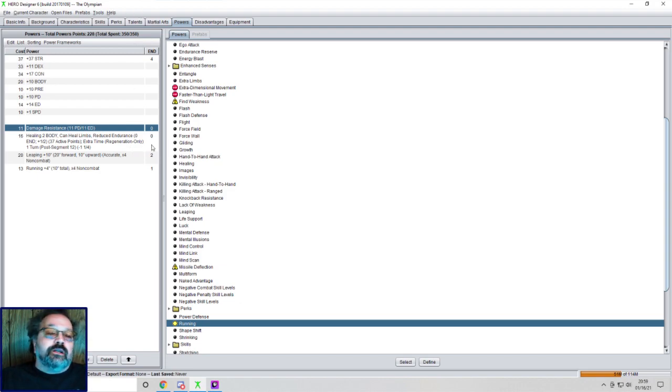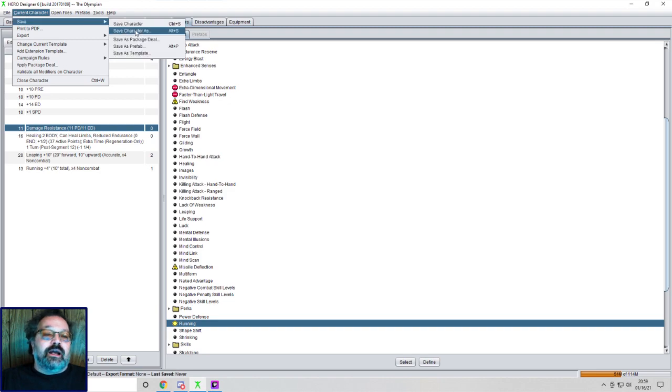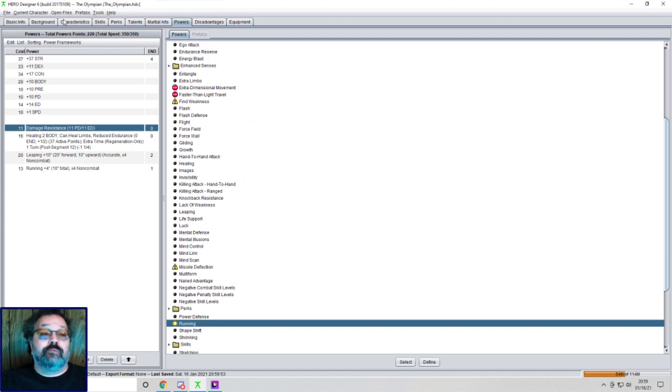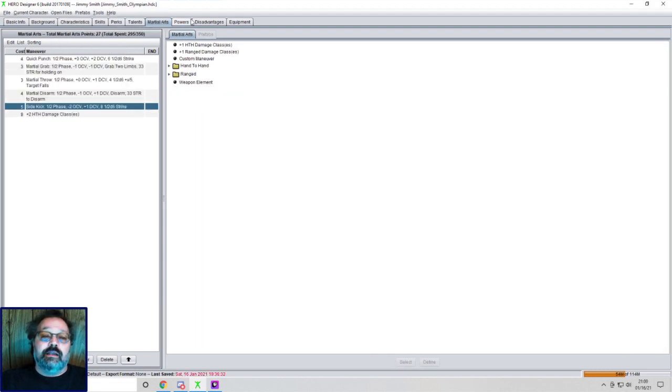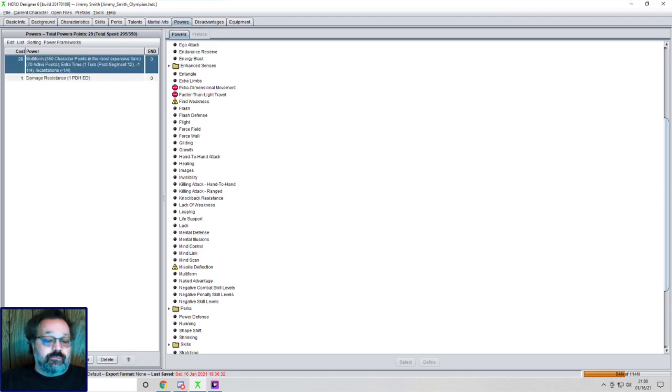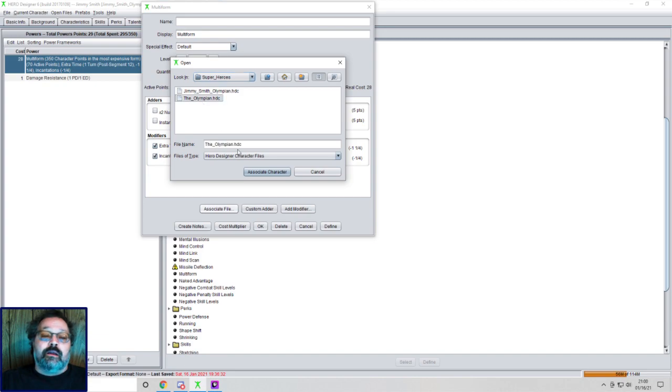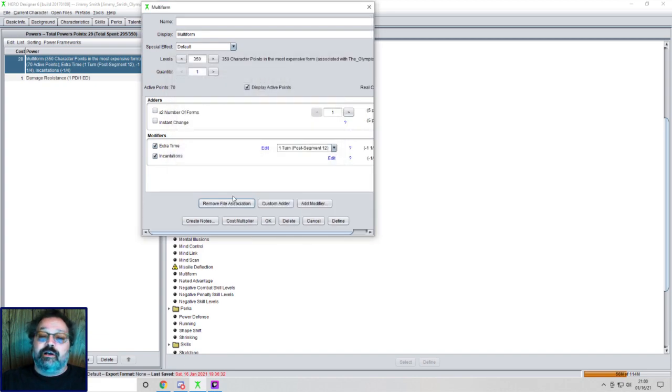Okay? So, I have now made the Olympian, the second form. I will save the character as the Olympian. And now I have both forms completed for this character. I can come back here to Jimmy, though, the normal form, and under the multiform power, I can edit it to associate a file, and I can associate the 2 characters now.